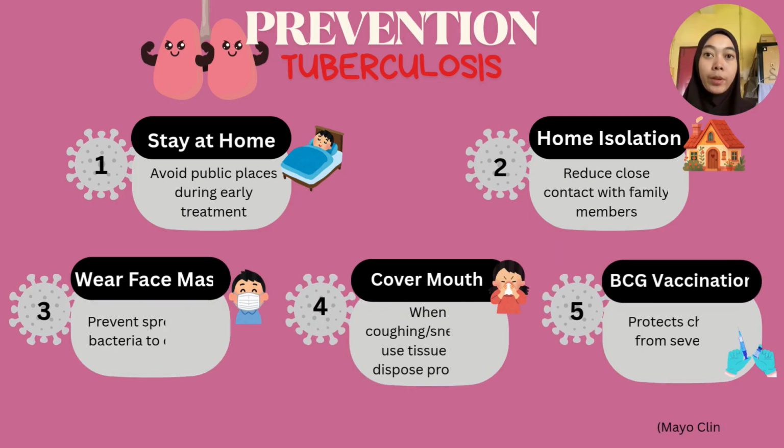Next, I will explain the prevention of tuberculosis, or TB. The first prevention method is staying at home. During the first 2 to 3 weeks of treatment, patients with active TB can still spread the bacteria to others. Therefore, they should avoid going to work, school, or crowded public places. Second is home isolation. The infected person should reduce close contact with family members and sleep in a separate room if possible. This helps lower the risk of transmission.